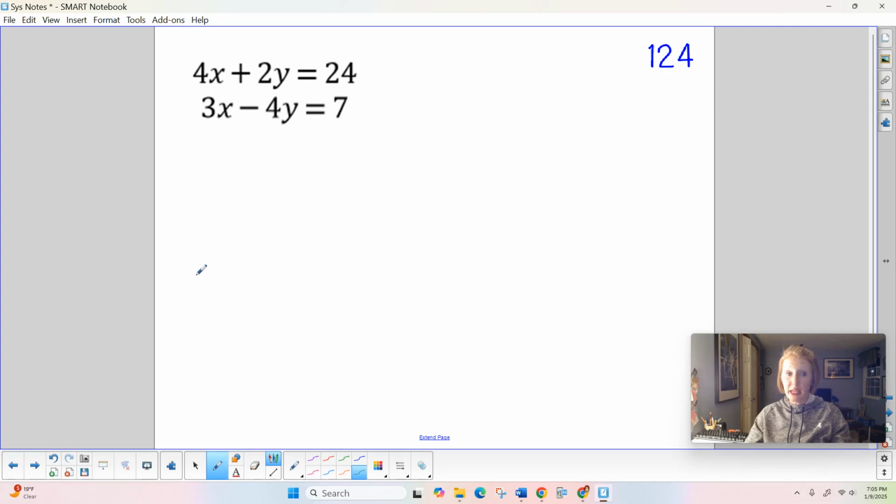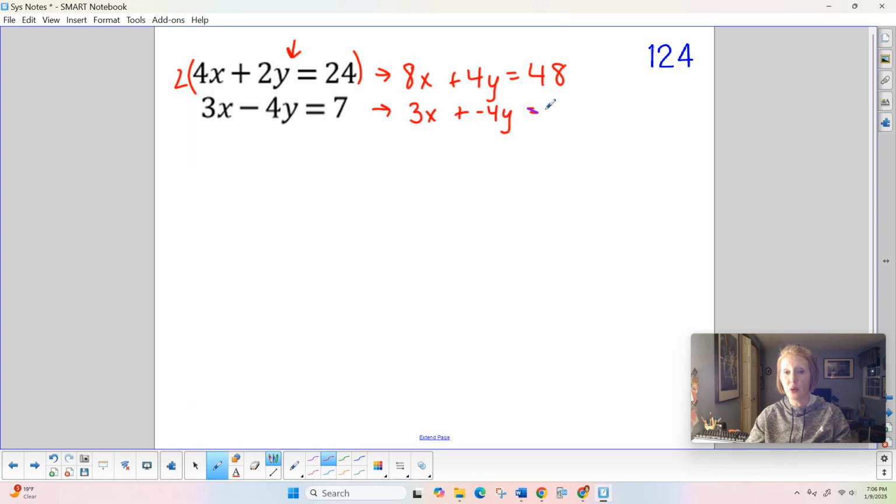Next problem. When I'm looking to see where my match is, I don't have an easy match with my x's. My least common multiple would be 12, so I'd have to change both my x's. But when I look at my y's, I can easily make this 2 into a 4 by multiplying by 2. So I'm going to multiply everything there by 2. I'm going to have 8x plus 4y, and make sure you have it equal 48. You have to make sure that you are doubling everything. Again, I'm going to keep that bottom equation as 3x, keep change, plus a negative 4y equals 7.